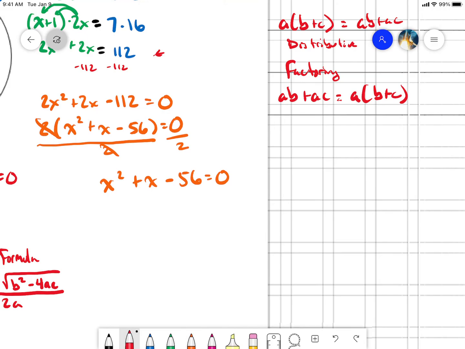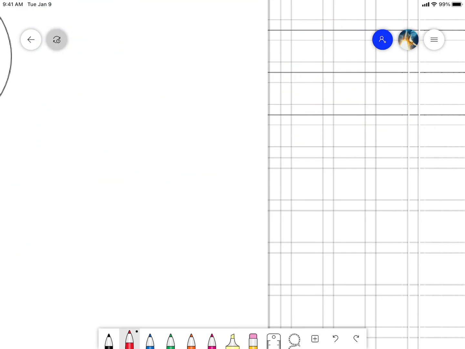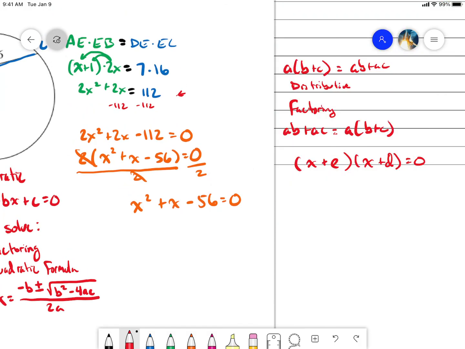And again with factoring, when I think about a quadratic, I want to get it into the form x plus e times x plus d. Okay? Oh, don't you dare. Come on. My goodness gracious. x plus e times x plus d equals 0.